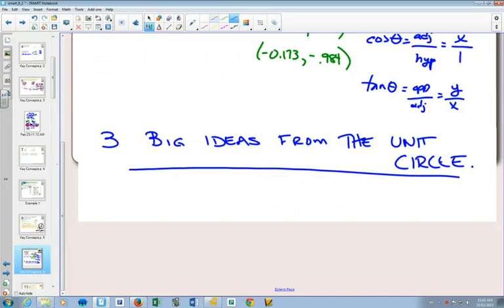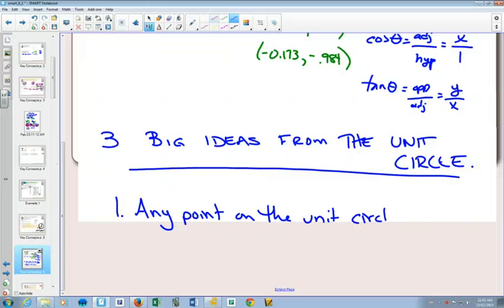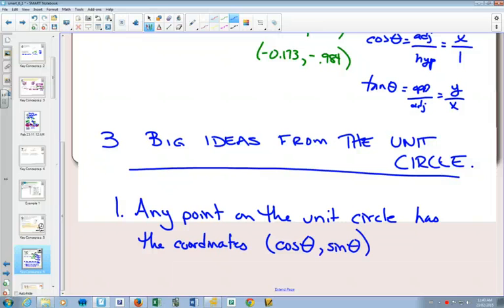The first one, which we just saw: any point on the unit circle has the coordinates cos of theta, comma sine of theta. So if we just know the angle, then we're going to know the coordinates of that point, which is a very powerful thing.